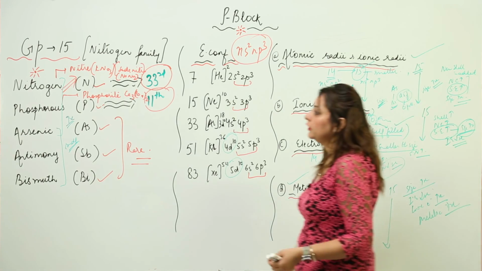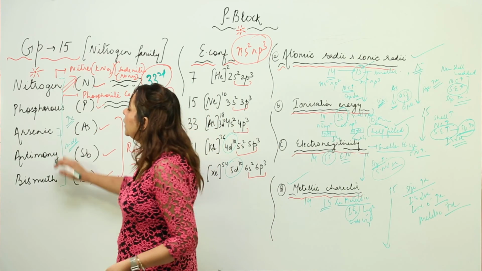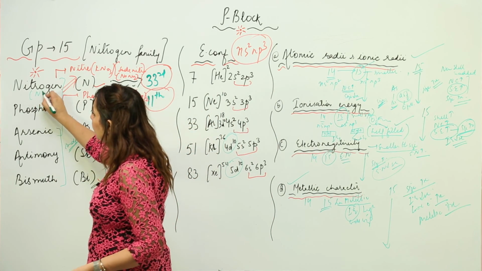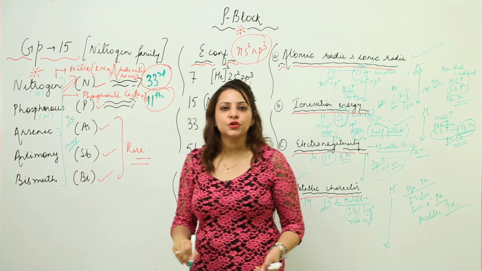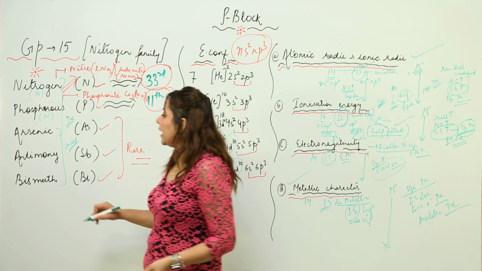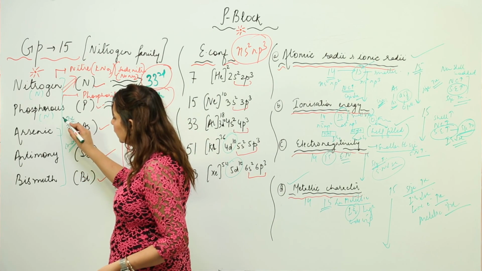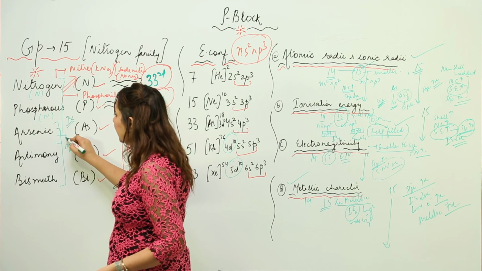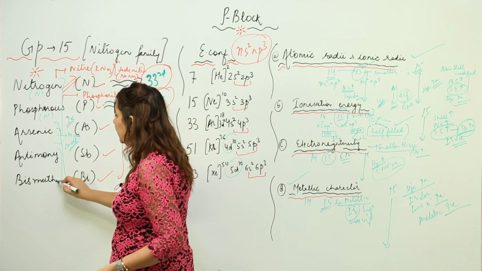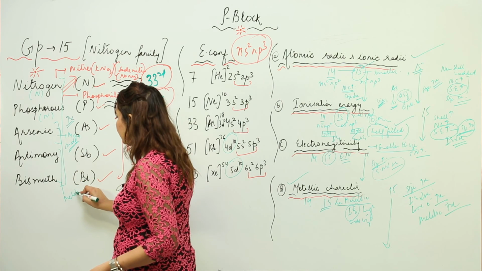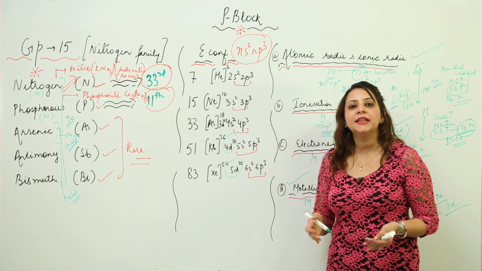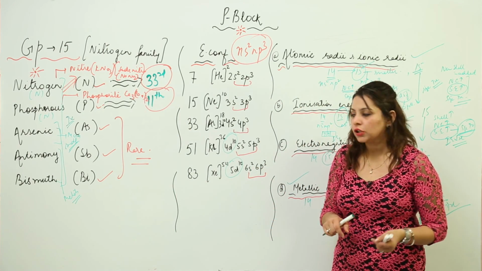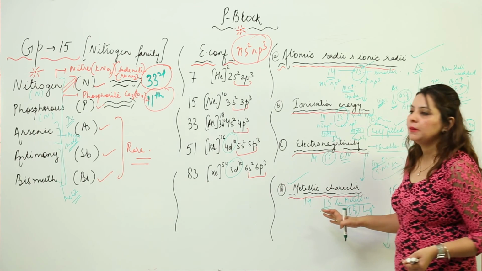So if we talk about the metallic character for group 15, we see that nitrogen is a typical non-metal, phosphorus is a typical non-metal, because they have high ionization energy because of their small size. And arsenic is a metalloid, and antimony and bismuth are typical metals because they have big size, low ionization energy, and a tendency to lose electrons. So this is how you are going to explain the metallic character.